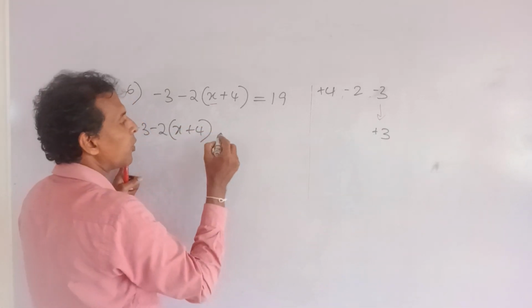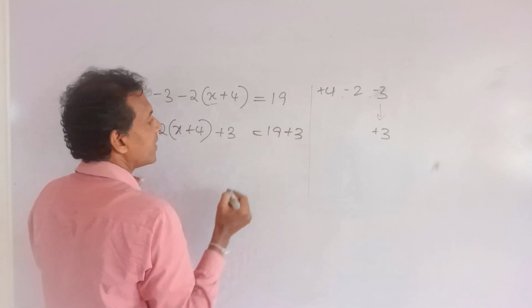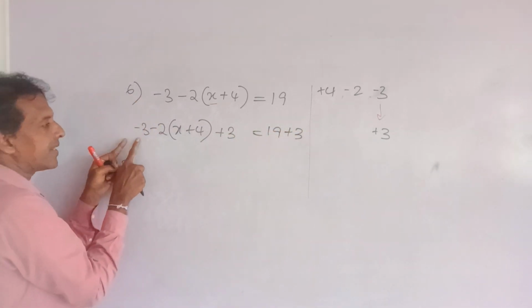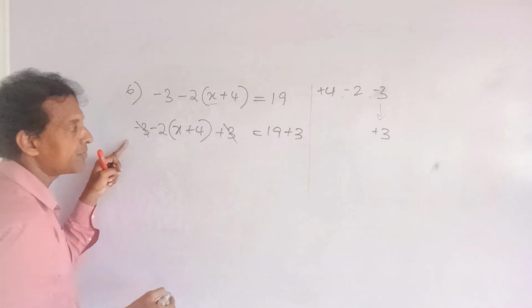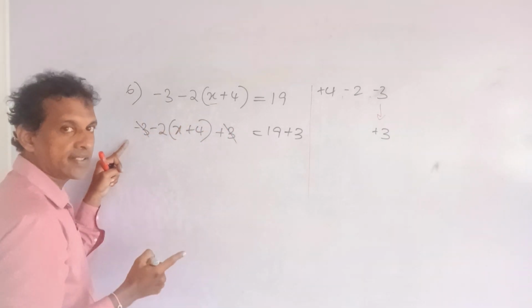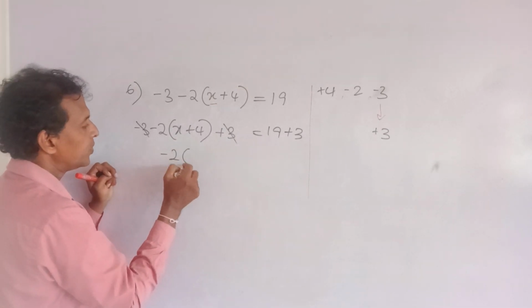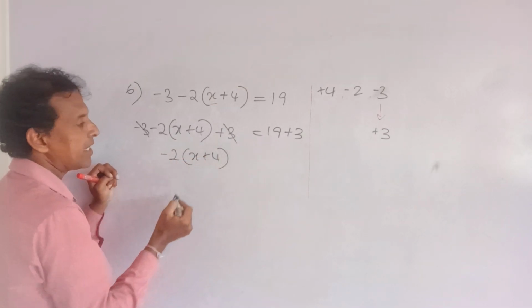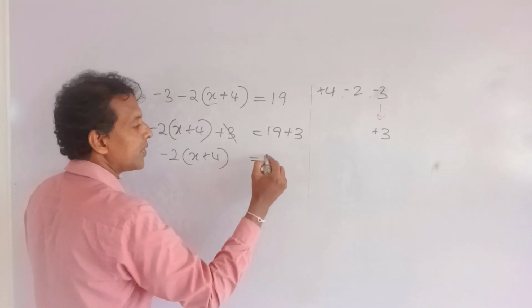Now add 3 to both sides. You can see in these two corners, minus 3 plus 3 get cancelled. It happens definitely because we do the inverse operation to cancel these terms. Now what remains? Minus 2 times x plus 4 remains on the left hand side. Right hand side we can see 19 plus 3 is 22.